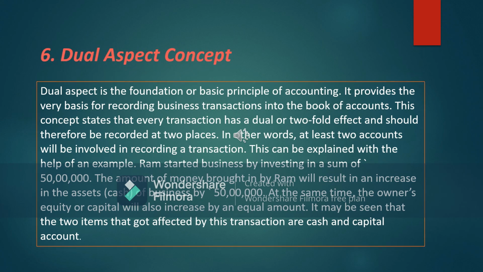Sixth is the dual aspect concept. This is very important in terms of recording. Dual means double. This is also called the double entry concept. Dual aspect is the foundation or basic principle of accounting. It provides the very basis for recording business transactions into the books of accounts. This concept states that every transaction has a dual or twofold effect and should therefore be recorded at two places. If we are doing any transaction, then it will have a two-sided impact.